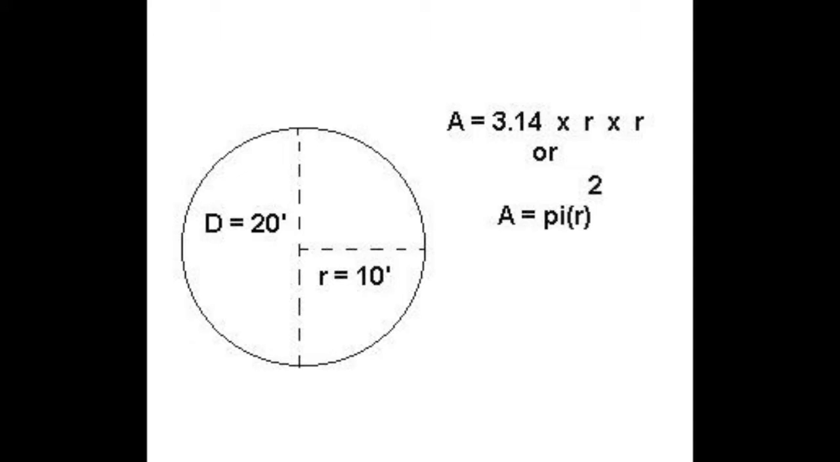In this example, our diameter equals 20. So our radius would equal 10 because our radius is our diameter cut in half. And as we all know, pi equals 3.14, and our equation is pi times radius squared. So our example would be pi times 10 squared, which would equal our area, which is 314 centimeters squared.